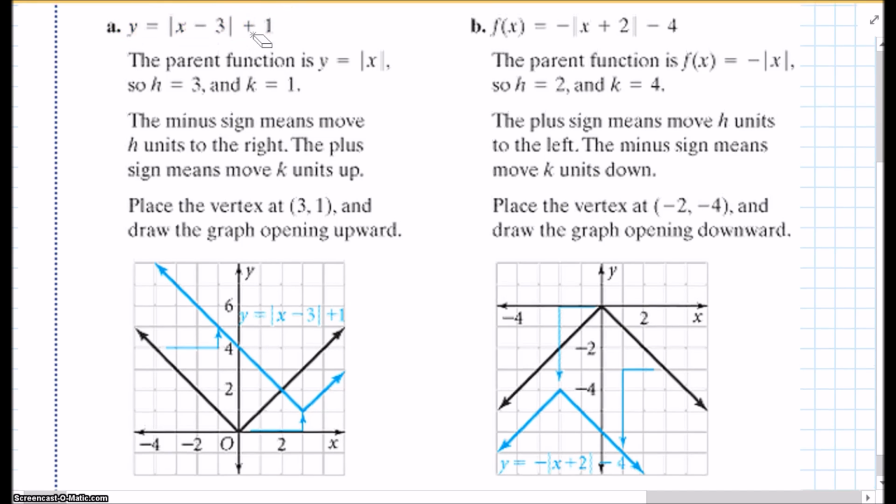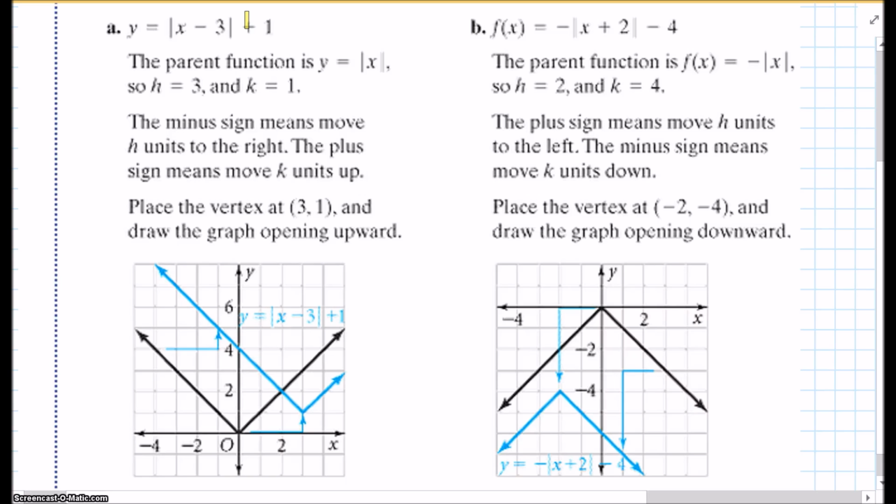Okay, so we can tell right now I have a parent function of y equals the absolute value of x. So h equals 3 and k equals 1. The minus sign means move units to the right. So we're going to move 3 units to the right. And the plus sign means we're going to move the units up 1. So to the right 3 and up 1. So our new graph is going to be translated 3 to the right and 1 up. So the vertex is at (3, 1), and it's going to open upwards.